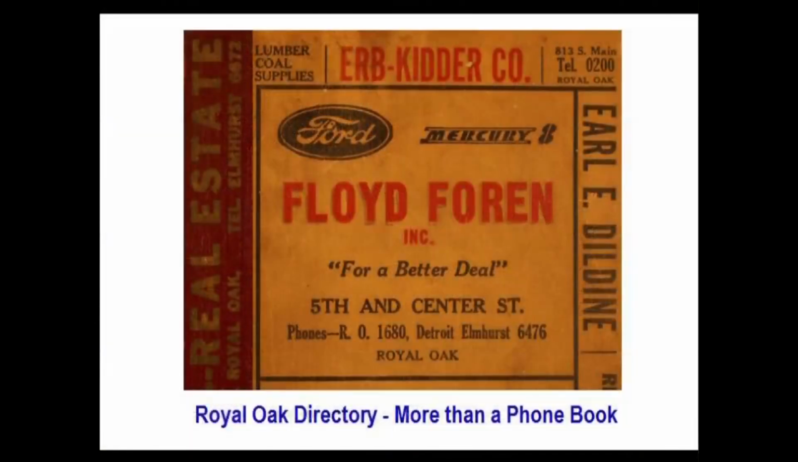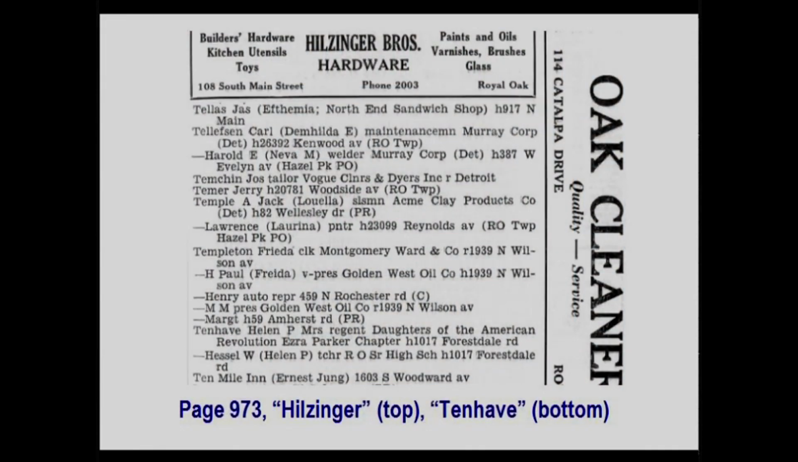Let's look at city directories. City directories, as we'll find, are a bit different than phone books. This is the outside cover of a Royal Oak directory, and you can see it's advertising Herb Kidder Company, which was a lumber and coal company, a Ford dealership, Ford Mercury, and other things. So the outside may not look all that different from phone books we see. But when you look inside, you'll see that they're quite different.